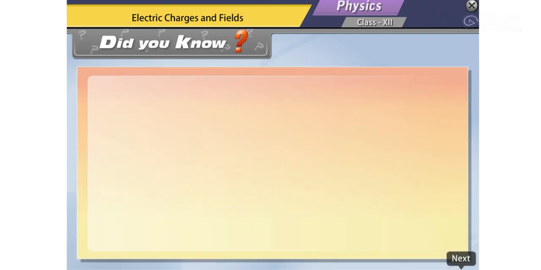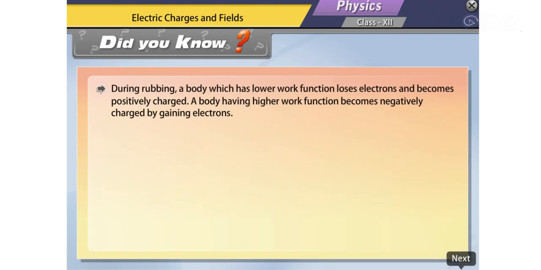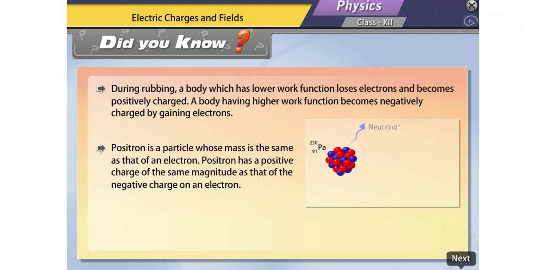Did you know? During rubbing, a body which has lower work function loses electrons and becomes positively charged. A body having higher work function becomes negatively charged by gaining electrons. Positron is a particle whose mass is the same as that of an electron. Positron has a positive charge of the same magnitude as that of the negative charge on an electron.